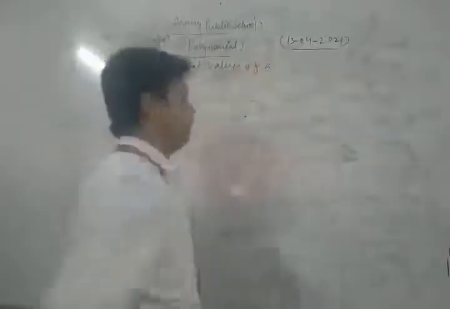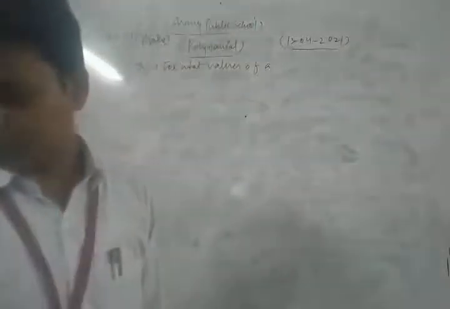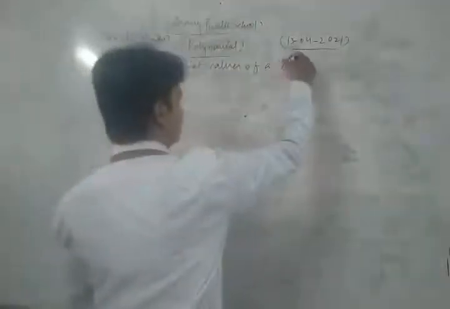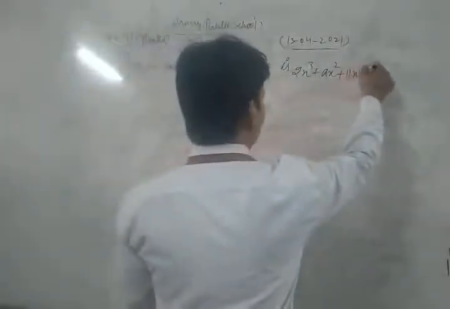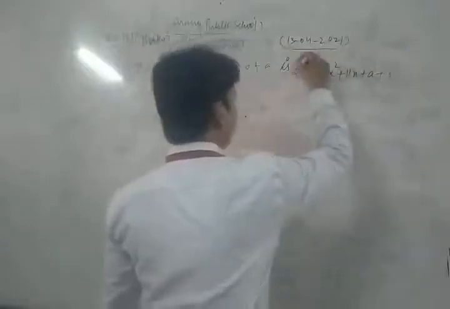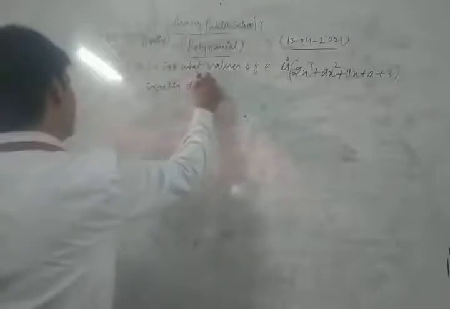Your question is: for what values of a is 2x cube plus ax square plus 11x plus a plus 3 exactly divisible by 2x minus 1.